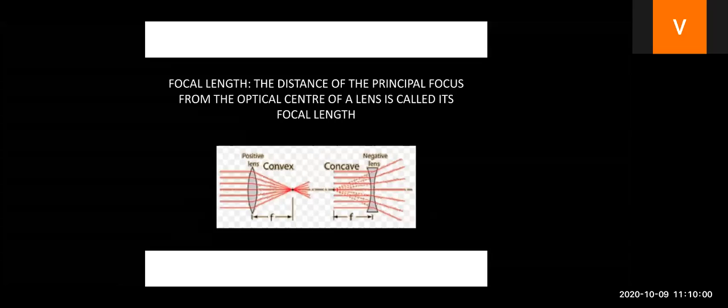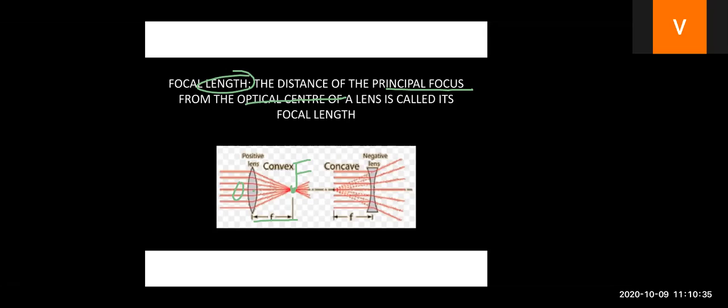Next term is focal length. So focal length and principal focus, we are going to relate them, right? Focal length has the word length, so it is a length, right? It's a distance between what? It's a distance between the principal focus point and the optical center. So here we know this is your principal focus F and the center of the lens is your optical center O. So the distance between them, that is the principal focus and the optical center of a lens, is the focal length, and it is denoted by small f.